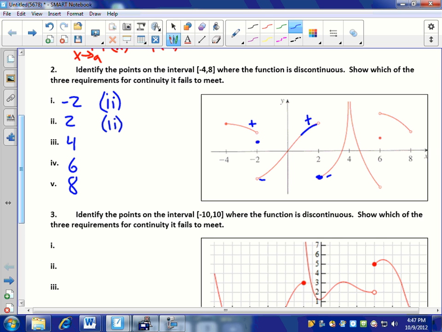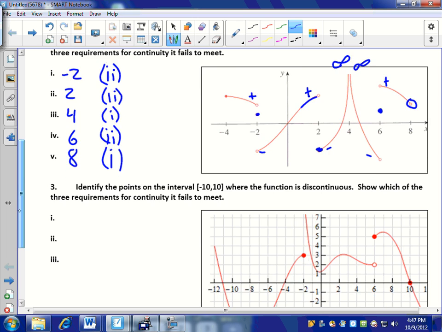At 4, there is no value. You know, they both head up to infinity, so the limit exists, but you can't plug in 4 and get a function value. So it fails the first requirement. 6, you can plug something in right there. You get a value. But this side is positive, this side is negative for a limit. Those are obviously not the same, so it fails because of requirement 2. And finally, 8, there is no function value. You have an open circle there, so that fails because of the very first requirement.